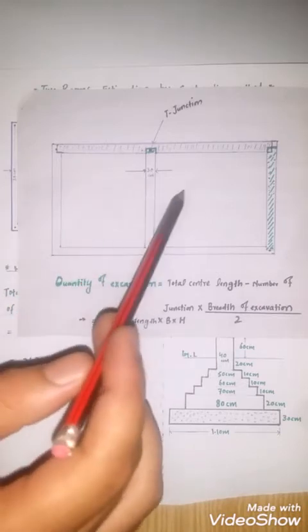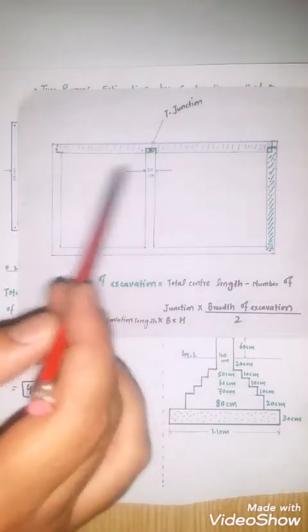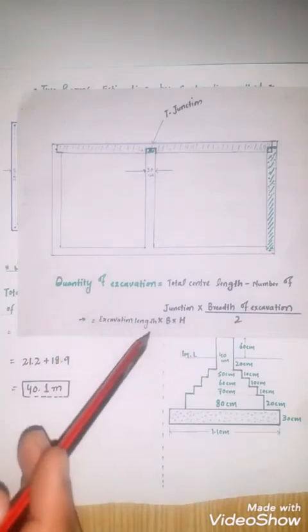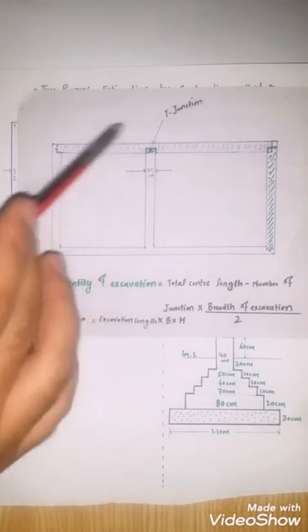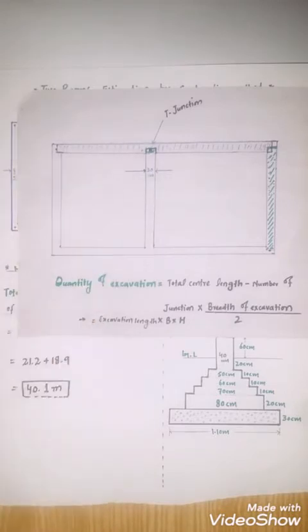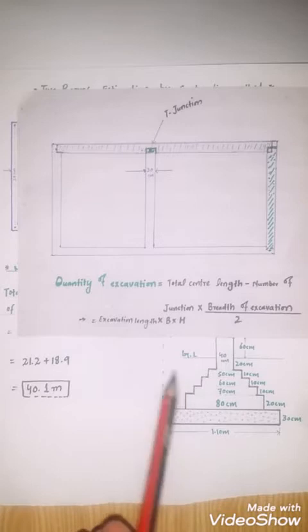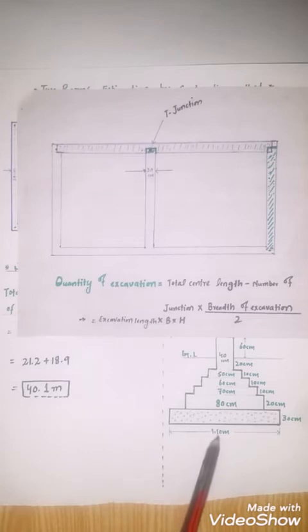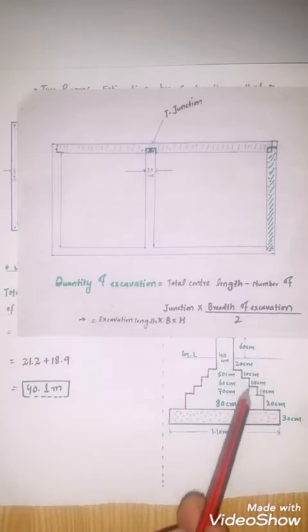is equal to the summation of all the wall lengths center to center, which equals 40.1 meters, minus the number of junctions, which equals 2, multiplied by the half breadth of excavation. The full breadth is equal to 1.10 meters, multiplied by the breadth of the excavation, which equals 1.10 meters, and the height from foundation to ground level, which equals 100 centimeters or 1 meter.